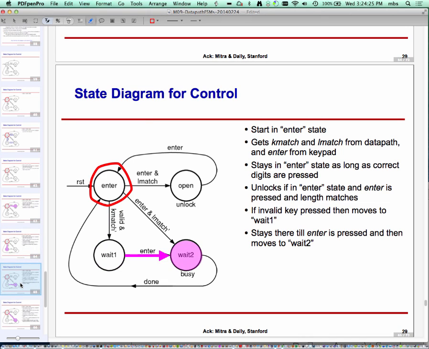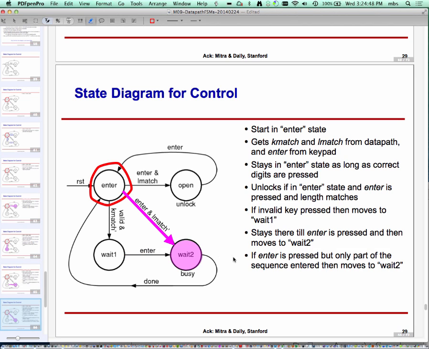And it stays there until enter is pressed, and then it moves to wait 2. So the invalid key in this case would occur because 2 keys are pressed, or one of the invalid key codes is present. We have 16 key codes, but we have only 10 keys. So if it so happens that an invalid key code is coming, then we are also going to stay put out there. And then finally, if enter is pressed, but only part of the sequence was entered, then you go into wait 2.